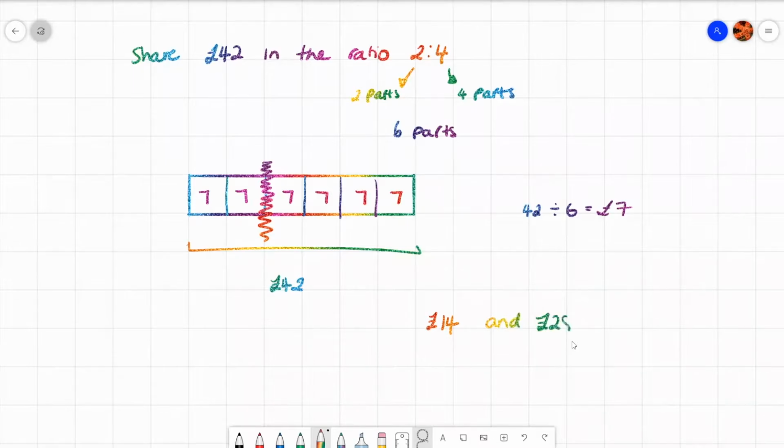And we have to write the answer in this order. I can't write £28 and £14. That would be incorrect because the question says share £42 in the ratio 2 to 4. So you want 2 parts first, then you want 4 parts afterwards. So that's why you have to write the answer in that order, £14 and £28. And then obviously you can check your answer if it's correct by adding the numbers up at the end. So 14 and 28, if you add them up, you should end up with 42, and that is correct.